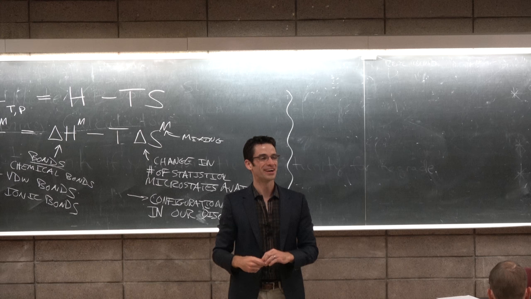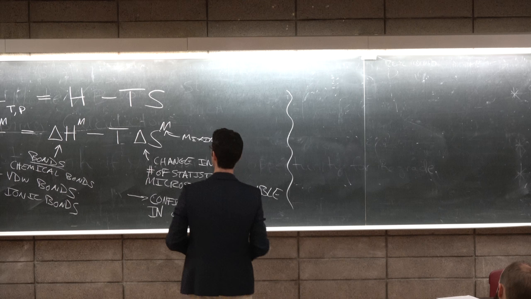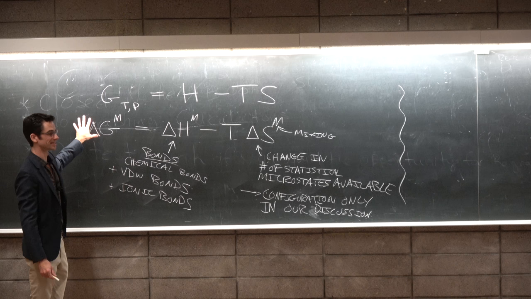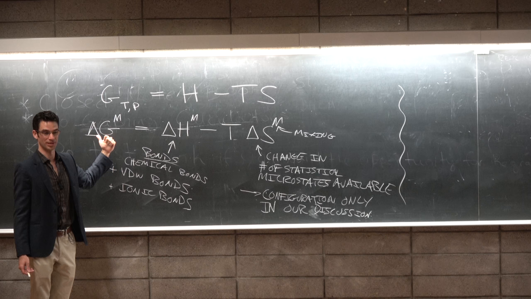So why do unlike solvents sometimes not mix? We know that for a spontaneous process, something that lowers the delta G, if we have a positive delta S term, then this term is all negative and contributes toward making this process happen because it gives us a negative delta G.